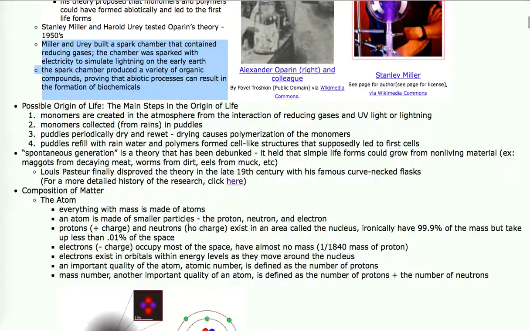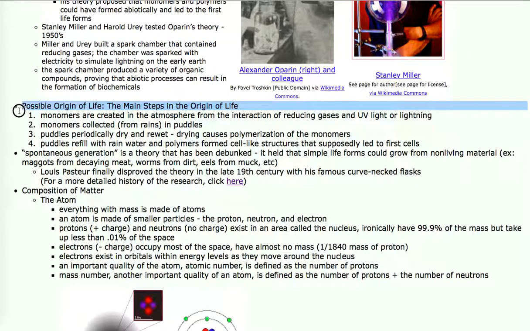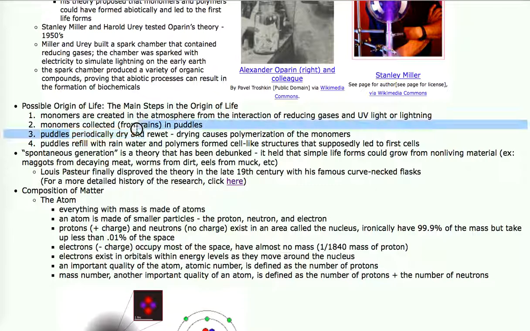So one possible origin of life would have been that monomers were created in the atmosphere from the interaction of reducing gases and lightning or ultraviolet light, and then the monomers would have rained down as pollution and accumulated in puddles. The puddles experienced drying and re-wetting, and that would have caused the pollutants, the little monomers, to polymerize.